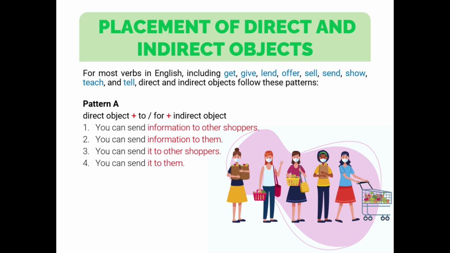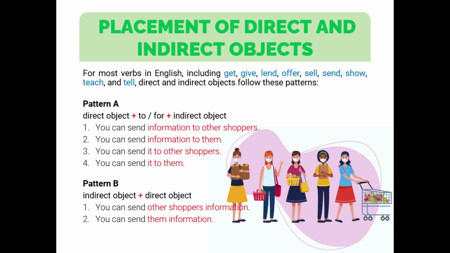Now we turn to pattern B, which is indirect object plus direct object. Basically the same as pattern A, but backwards and without the prepositions. For example, number 1, you can send other shoppers information. Number 2, you can send them information.